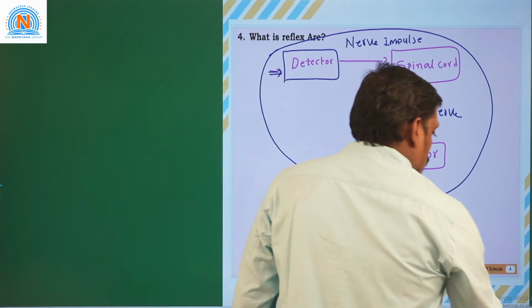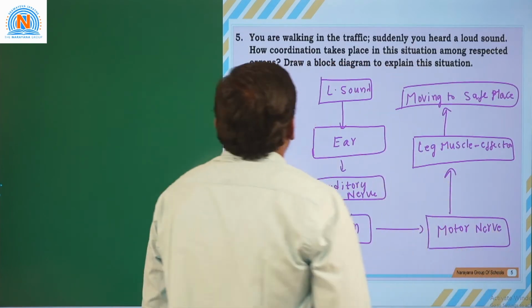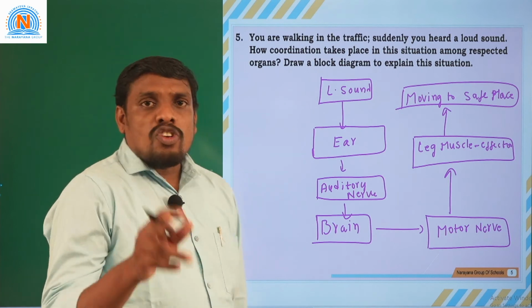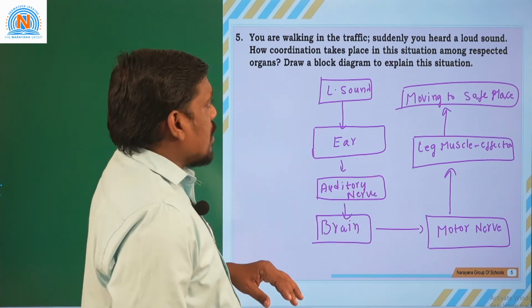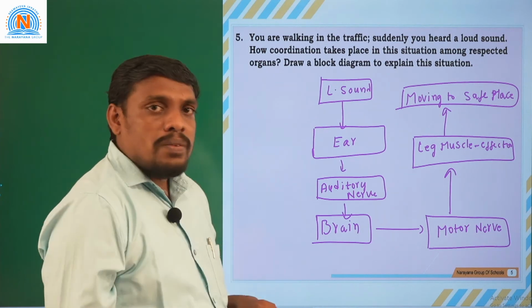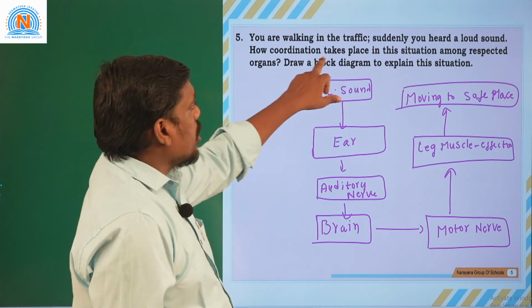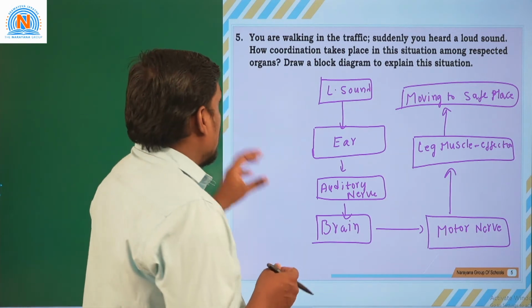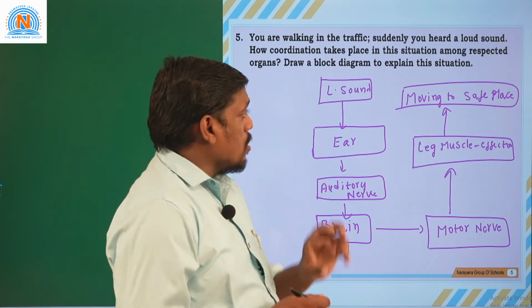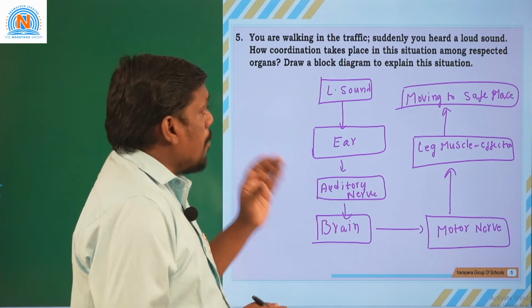Clear, students? Going for the fifth question. You are walking in the traffic. While you are walking in the traffic, suddenly you hear a loud sound. How does coordination take place in this situation among the respective organs? Draw a block diagram to explain this mechanism.